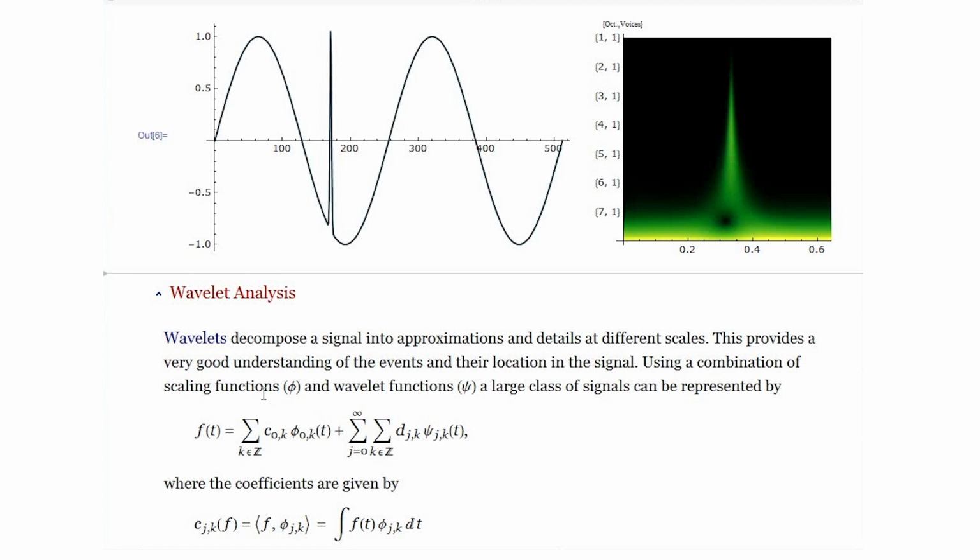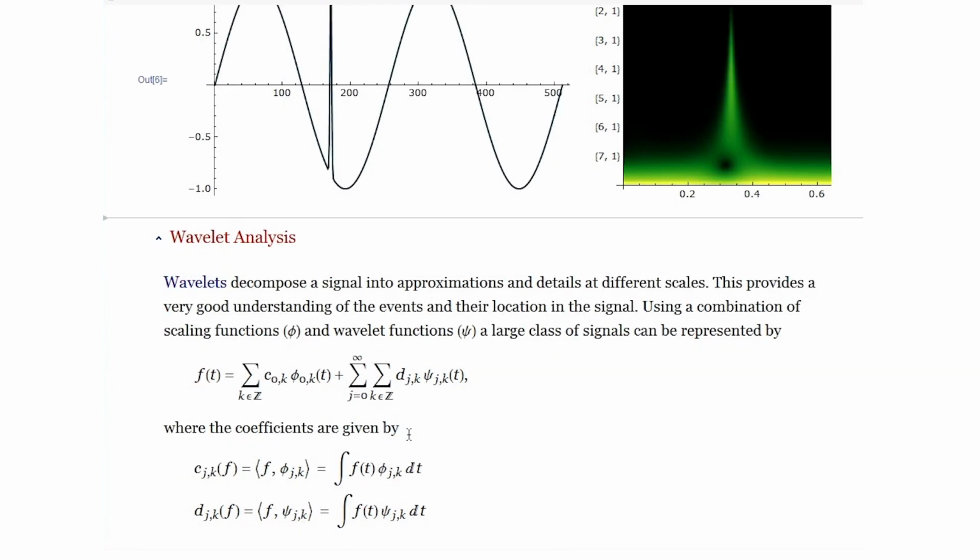Associated with each one of these decompositions from the scaling function and wavelet functions, you end up with a set of coefficients. For the scaling functions, we end up with coefficients c, which are called coarse coefficients, and with the wavelet functions, we end up with what are called detailed coefficients.